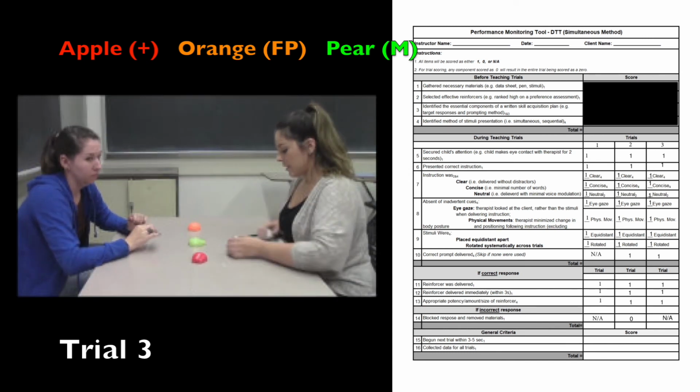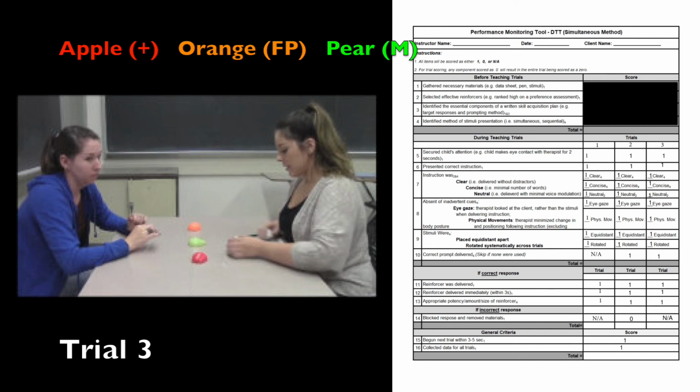Wrapping up trial 3, we can see that a model prompt was needed, so she gets a score of 1 on item number 10. The correct prompt was delivered that time as well. A reinforcer was delivered within 3 seconds with appropriate potency given the response at probe level. So items 11 through 13 also get a score of 1. Because the learner's initial response to the instruction touch pair was incorrect, the RBT technically should have blocked that response. Therefore, she gets a 0 on number 14.